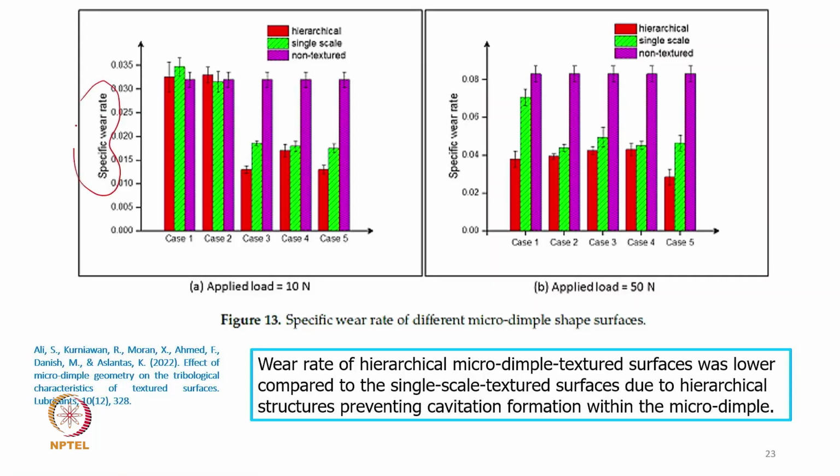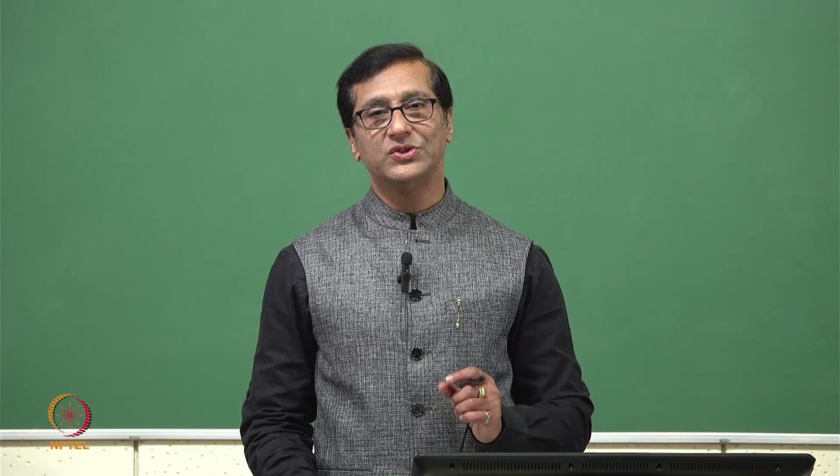Now coming to the specific wear rate. You can see here they have used 10 Newton and 15 Newton, and we are able to see that in this wear performance, in case of low load and high load, in both cases case 5 is giving the better performance. The deeper and larger dimension of the texture feature is giving the better performance. So this is important. We are getting good performance from one texture dimension for friction, but for the other case we are getting another one.